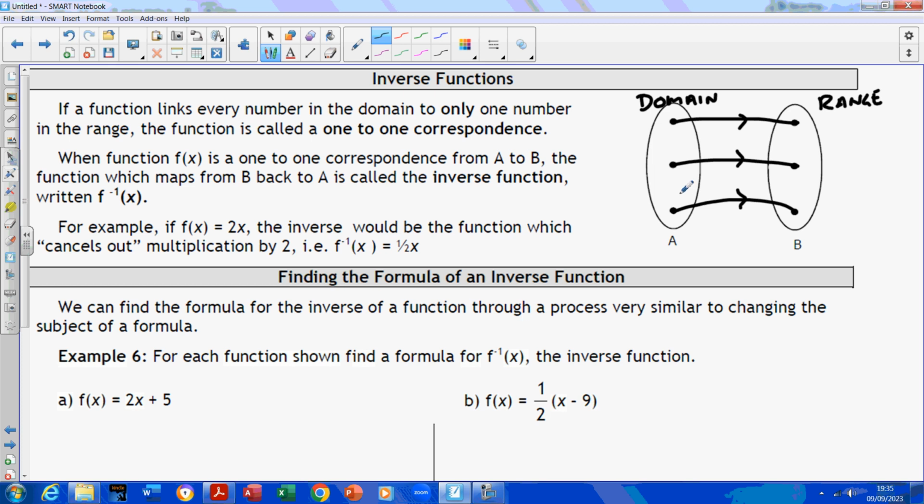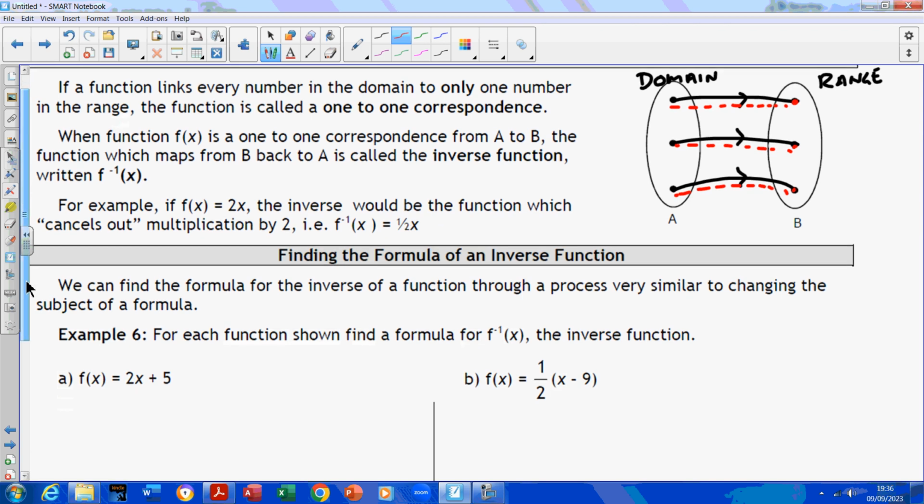Now, when you've got that, you can do an inverse function because everything over here has got a route to go back. So the inverse function, that would go back to there, that would go back to there, and that would go back to there. So there's a route back, so it's got an inverse. Now, down here, there's a wee example. It says f(x) is 2x. The inverse would be the function which cancels it out. So the opposite of multiplying by 2 is to divide by 2. In other words, half something.